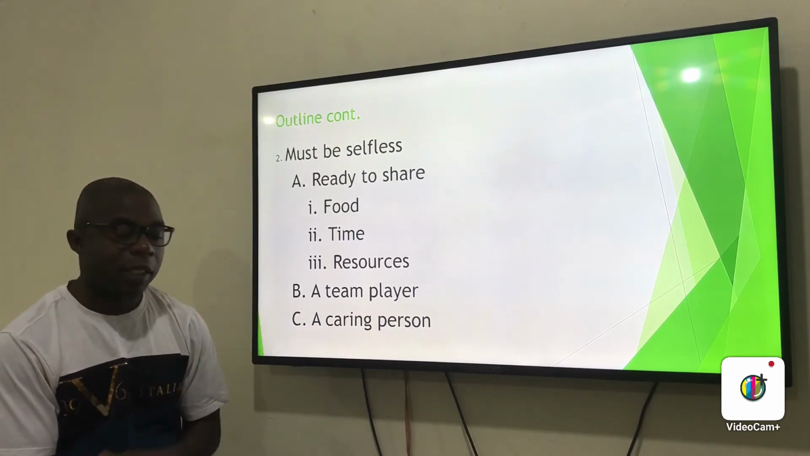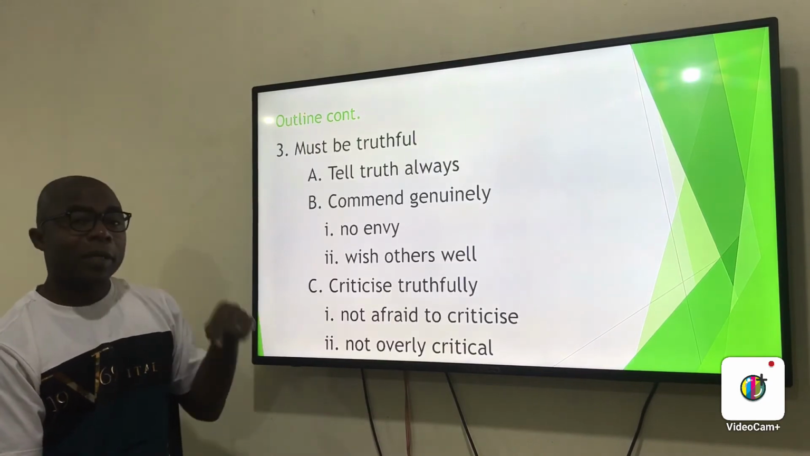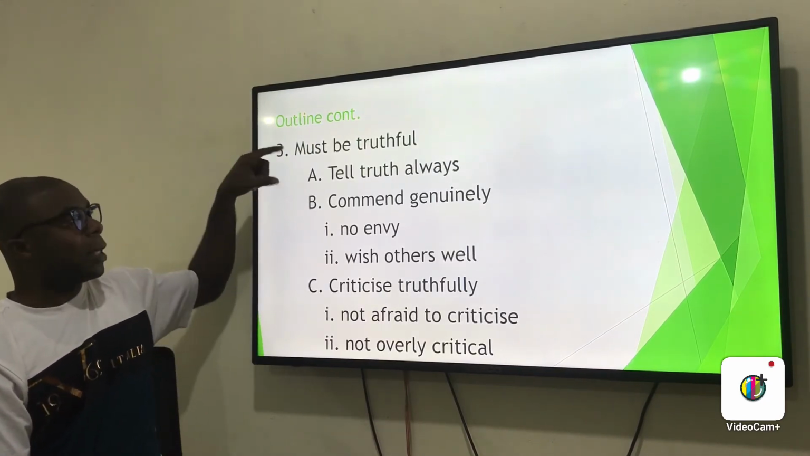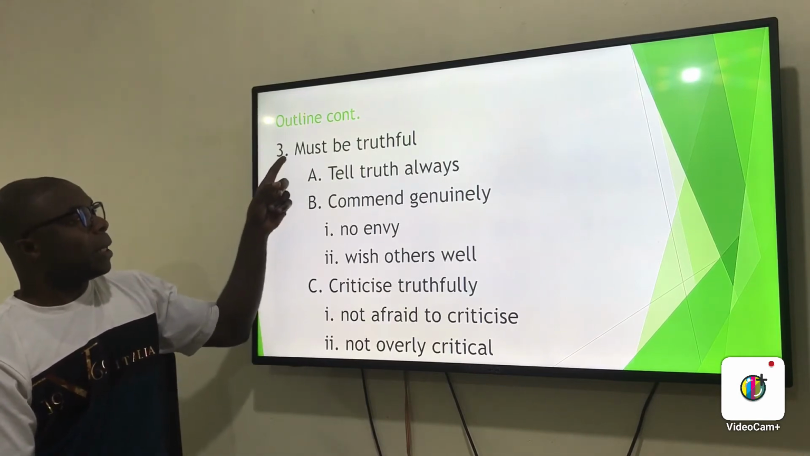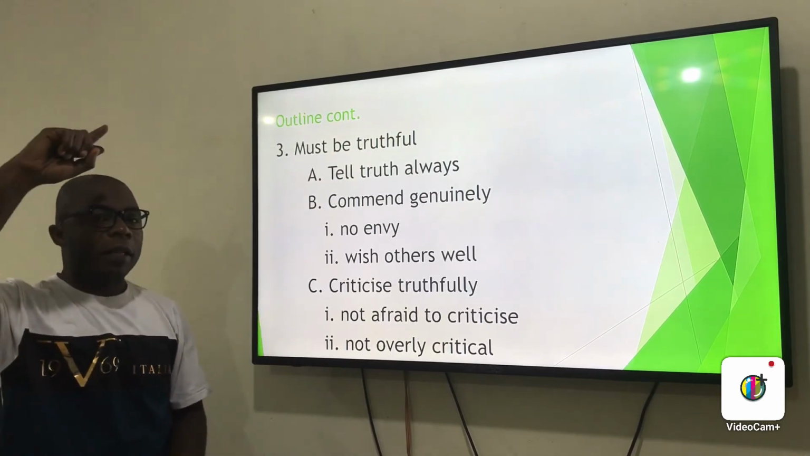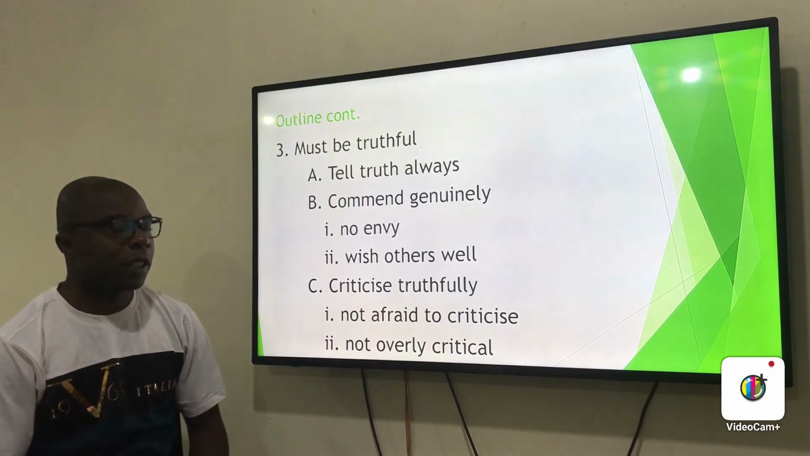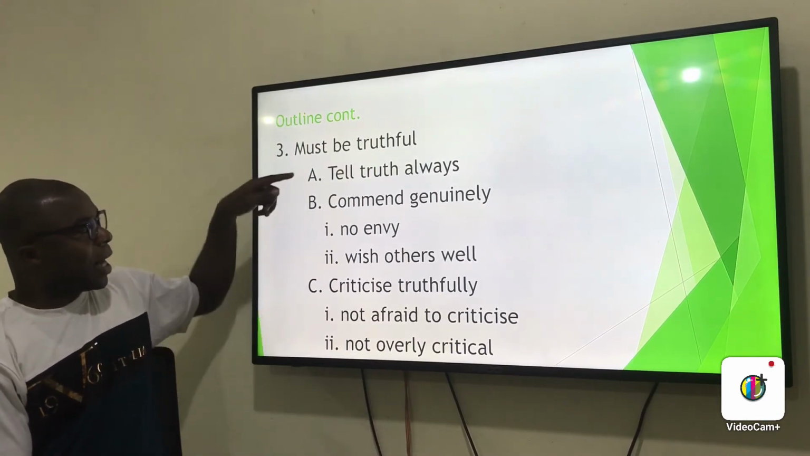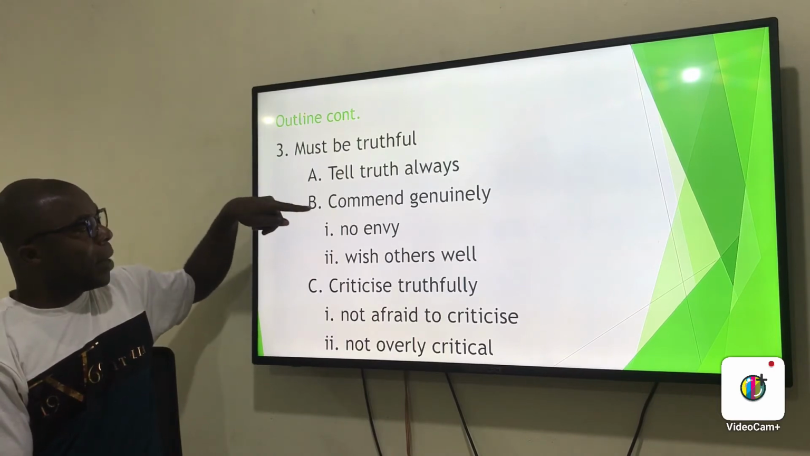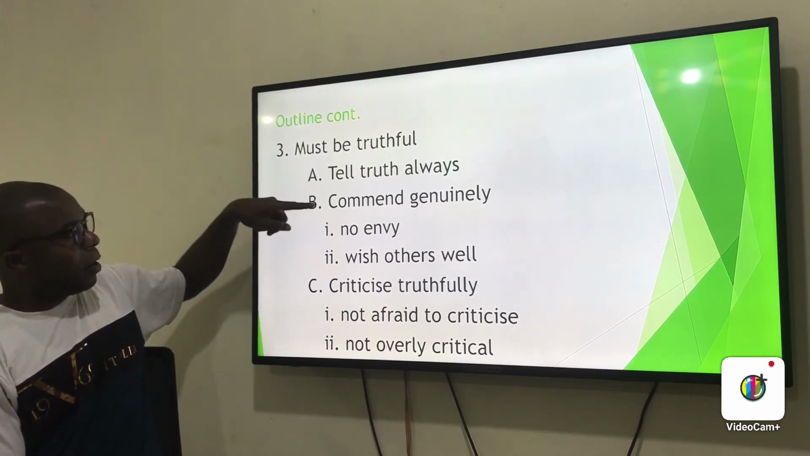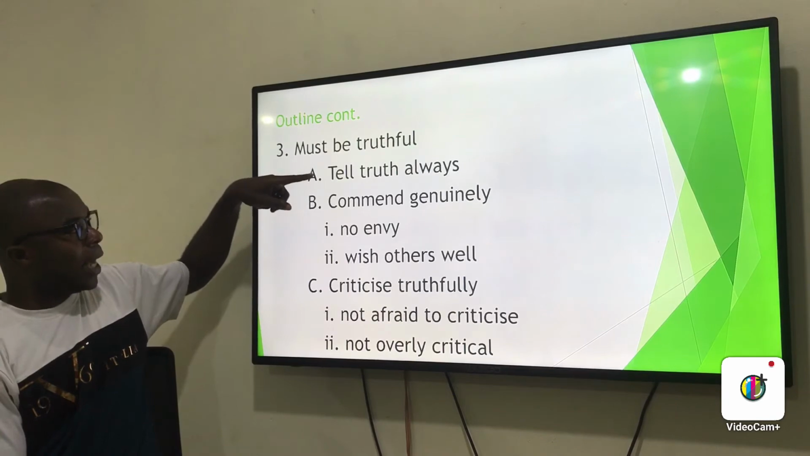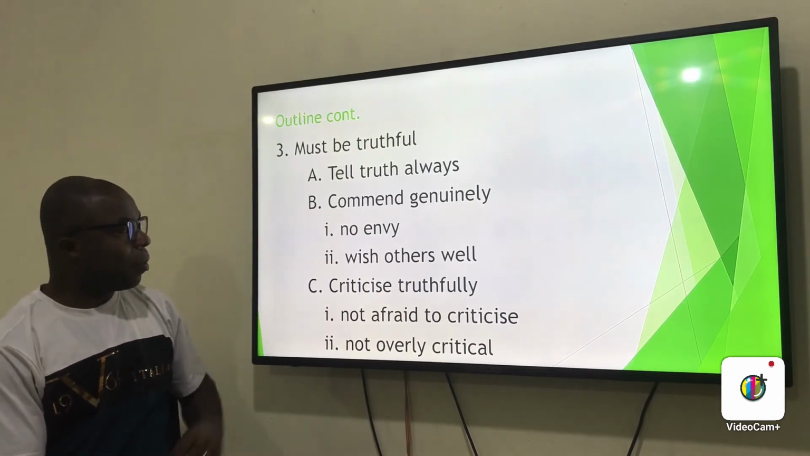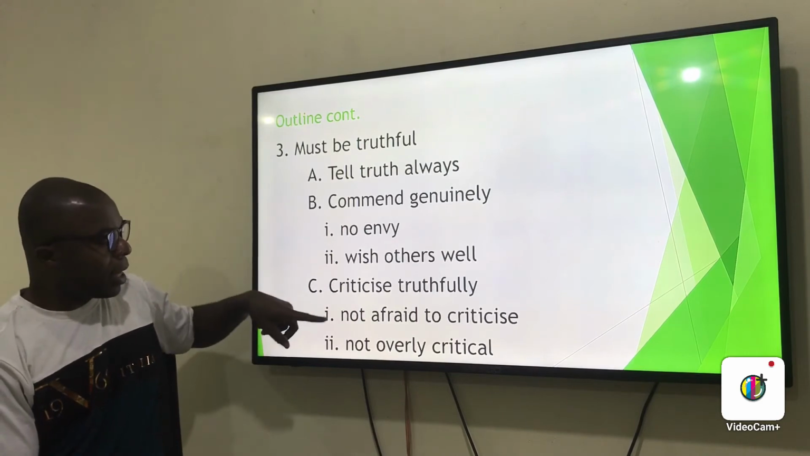Then we come to the second, which is now the third paragraph, the third topic. So the topic here is that must be truthful. We saw that truthfulness is one of the qualities. So a true friend must be truthful. And then under this we have 3 major points. Major point A, B, and C. And then we have minor points that way.